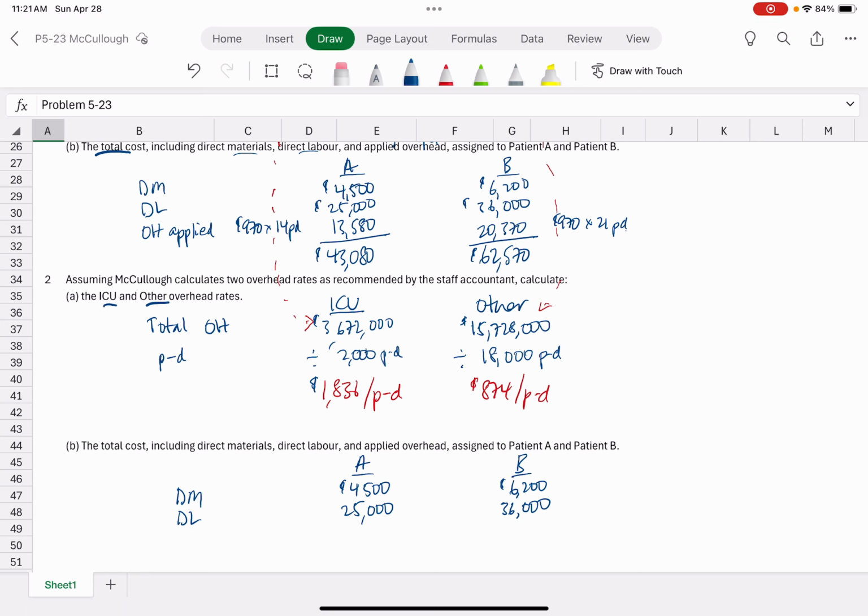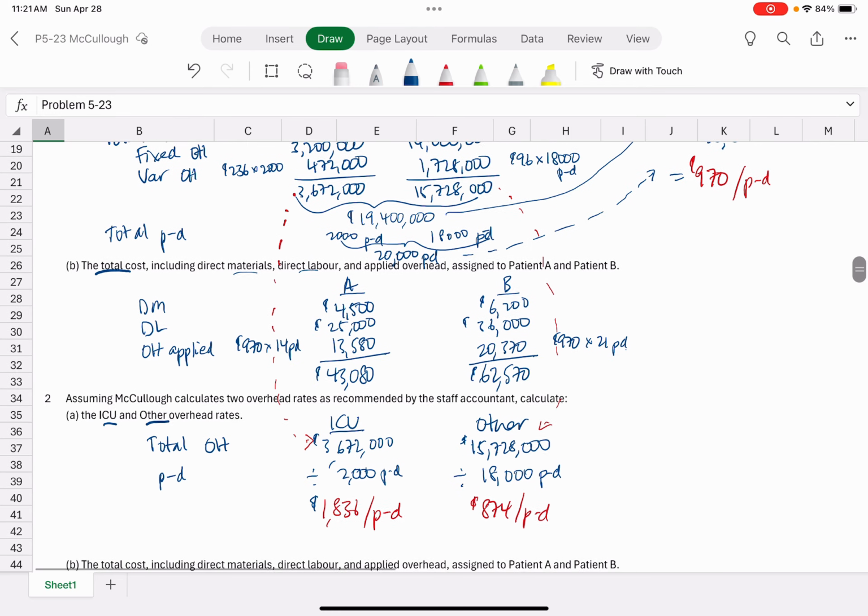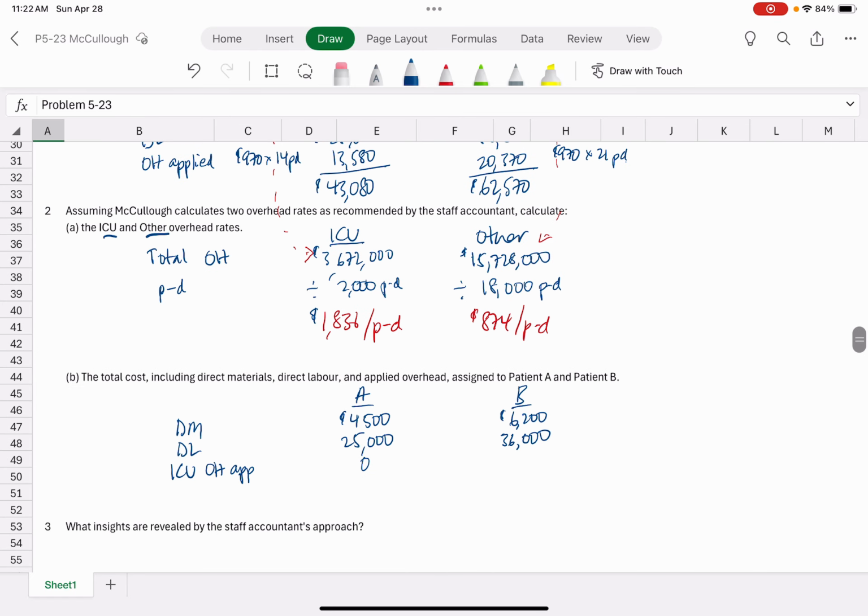Now, our ICU overhead applied. We're going to charge $1,836 per patient day. So let's just go and look. Patient A had 0 days in the ICU, so that's easy, and patient B had 7. So we have no ICU overhead applied to patient A, but we have 7 patient days times our $1,836 per patient day rate applied to B. And when we apply that to patient B, it works out to $12,852.